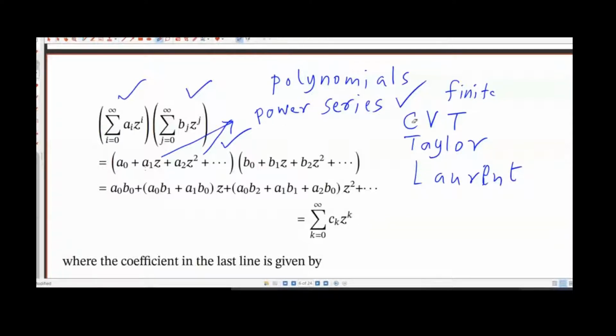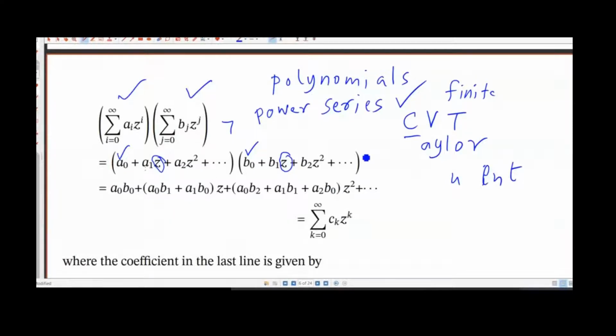So let me now multiply these. Do you agree with this expansion? First multiply the constants. So A naught, B naught. Then I just gather coefficients of Z from this side and from this side. For example, this Z can multiply B naught and this Z can multiply A naught. So I gather them here. Agreed? And similarly, I can go for Z squared. If you think about it, you can gather it. So the product is also a power series.